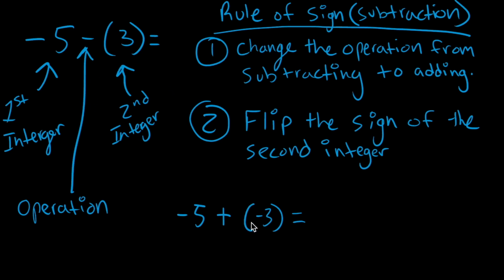And then we add the rules for adding same signs. Look at that, -5 plus -3. So the rule of sign for addition is anytime you are adding two numbers and they both have the same sign, you add them both and keep the same sign. So 5 plus 3 is 8, and we keep the same sign. So the answer is -8. Easy.